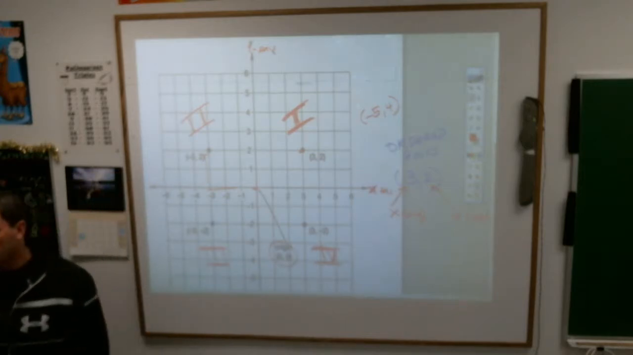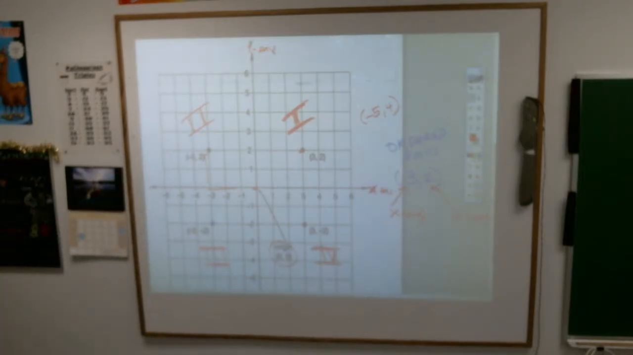So everybody got the -5, 4 point there? -5 on the x-axis, 4 on the y.